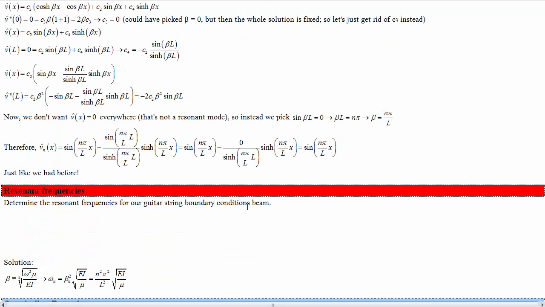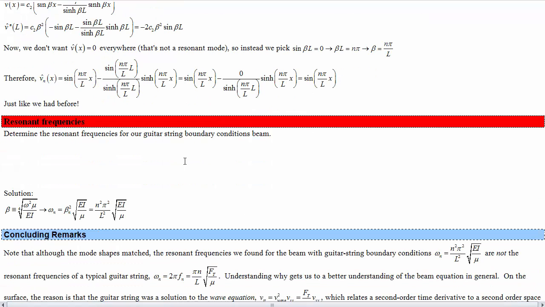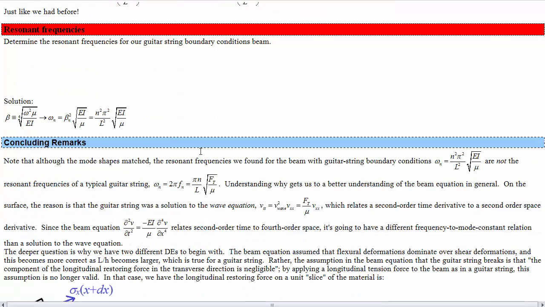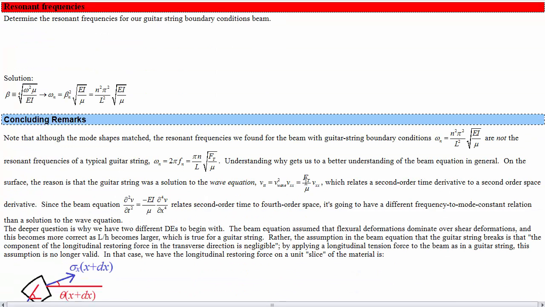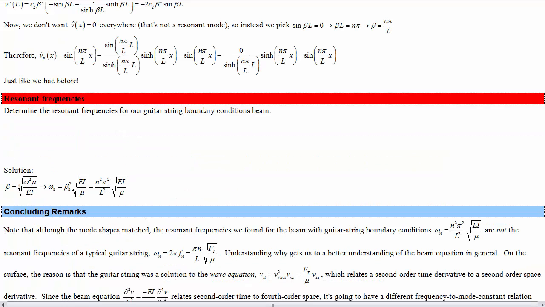Well, we've got a different differential equation that we're solving. So it turns out that the guitar string is not exactly the same as the beam, even though we made it thin. For one, there's no tension force anywhere in the beam equation that we were solving, and yet that has a lot to do with the resonant frequency of the guitar string.